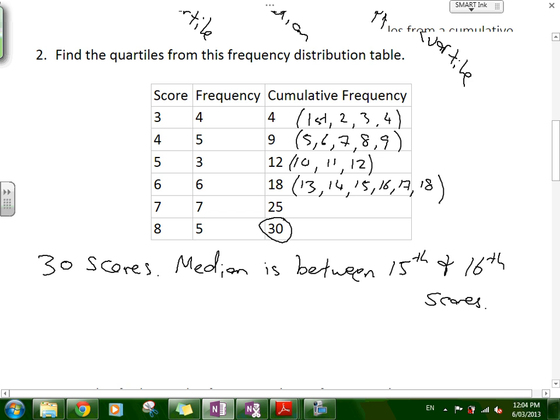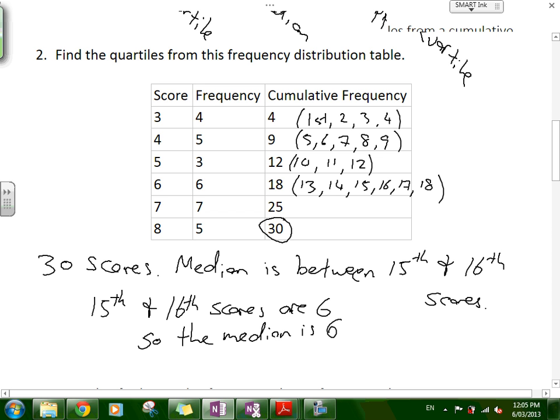Where is the median? What's the median score? 6. Yeah, because the 15th score and the 16th score are 6. And so the median is 6. So that's our median, is 6.